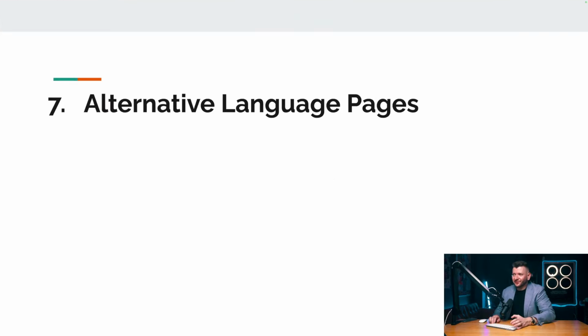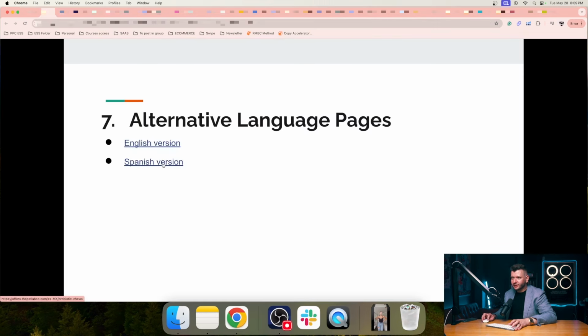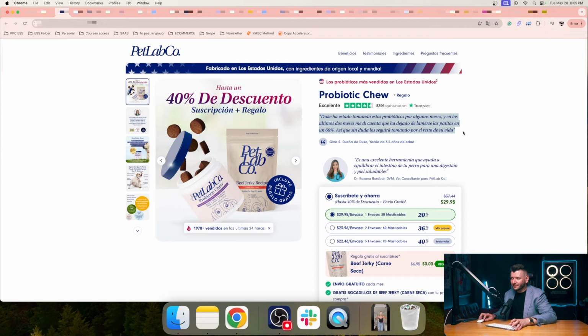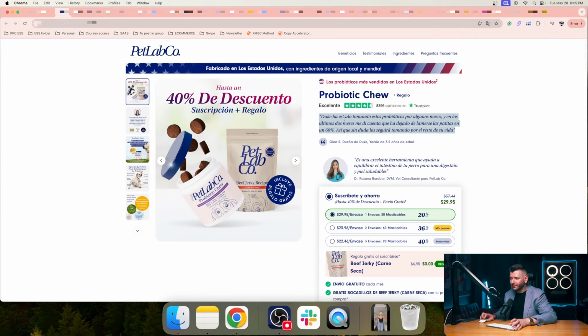All right, alternative language pages. This is kind of advanced stuff, not for everyone, but this is an example of an alternative product page. For example, you have here the English page, America's #1 selling probiotic, but then you go to this page, and this page is in Spanish, right? Same website. I don't understand Spanish, so I have no idea what they're talking about, but I'm pretty sure they're talking about exactly the same things as on the English website.